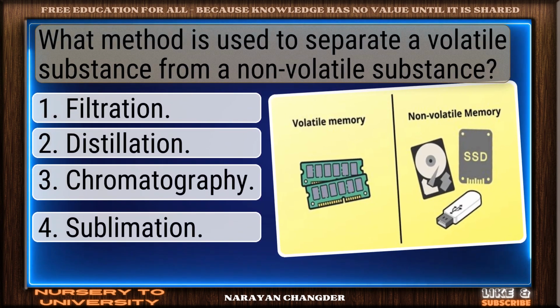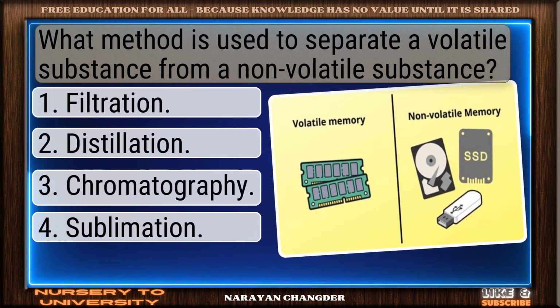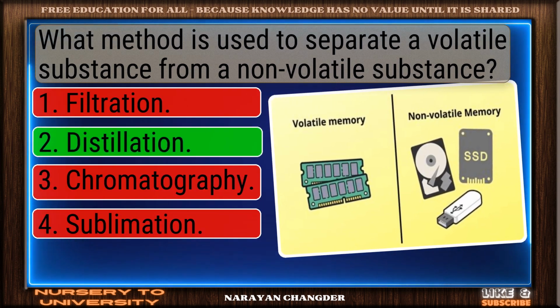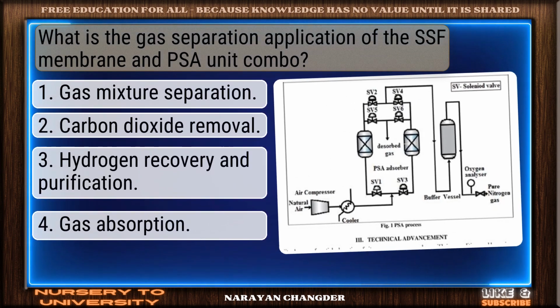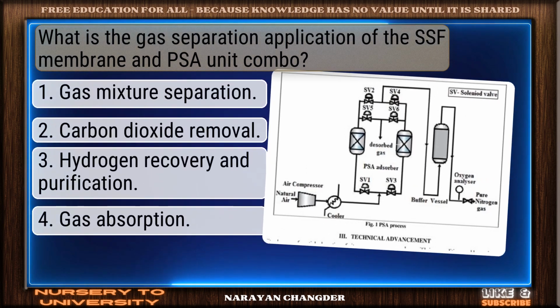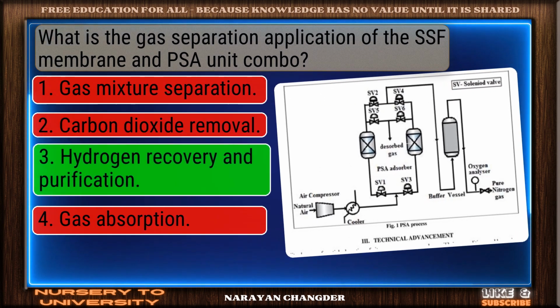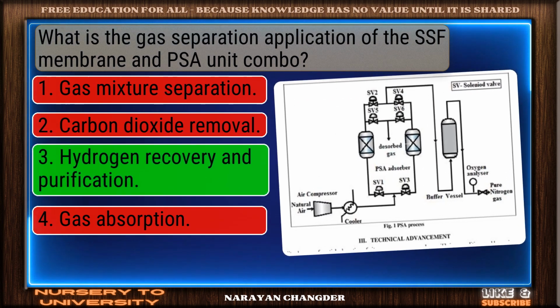What method is used to separate a volatile substance from a non-volatile substance? Good thinking. Distillation is the right answer. What is the gas separation application of the CEPH membrane and PSA unit combo? You chose hydrogen recovery and purification, and it is correct.